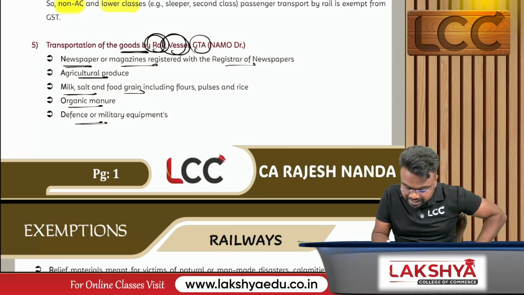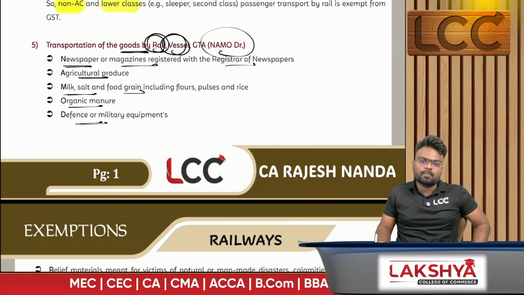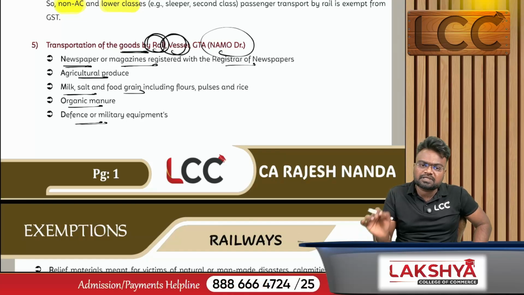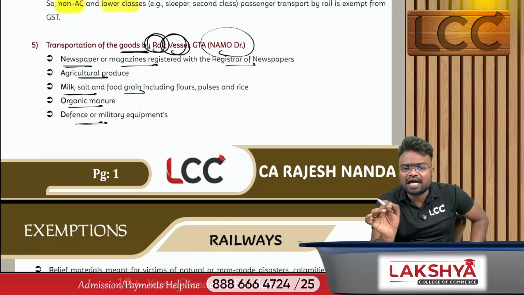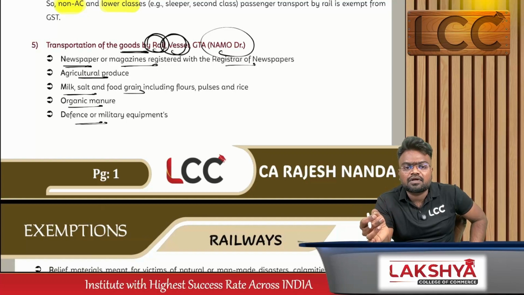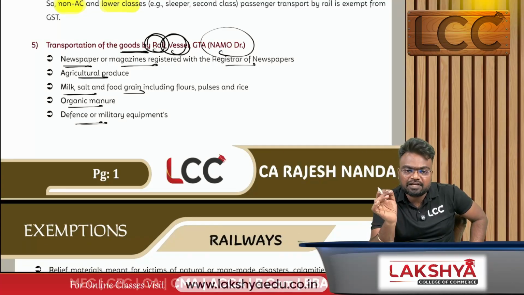So what is the memory technique here? Namo doctor. N stands for newspapers and magazines. A stands for agriculture produce. M stands for milk, salt, food grains. O stands for organic manure. D stands for defense or military. R stands for relief material.